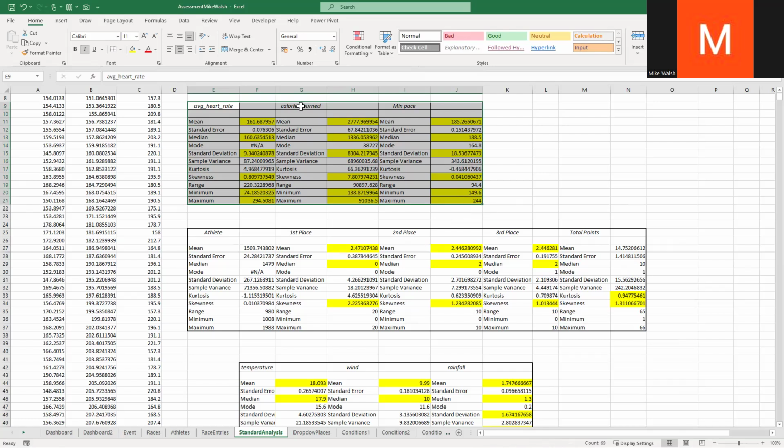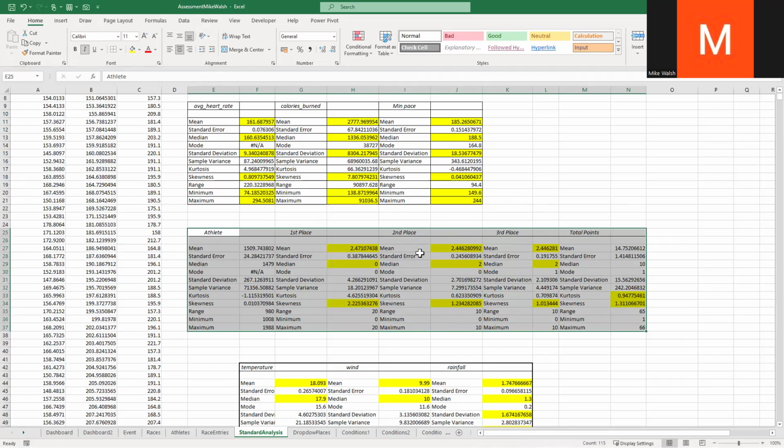Unfortunately, I couldn't. My calories burned data was completely out of whack, so I couldn't continue with that one. I thought we needed either more cleaning or the data was incorrect, so I didn't continue with that.